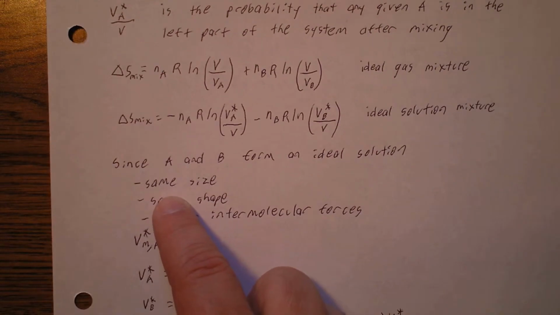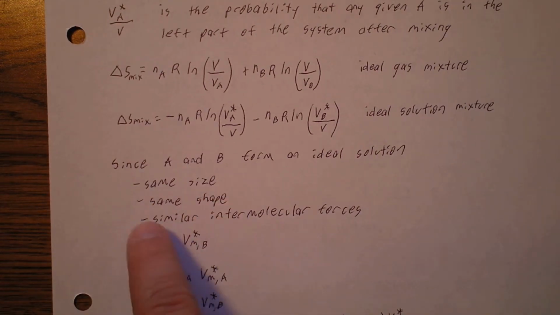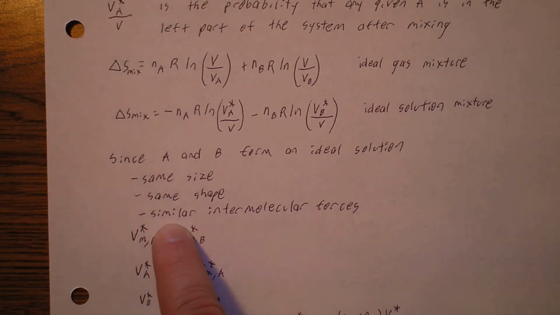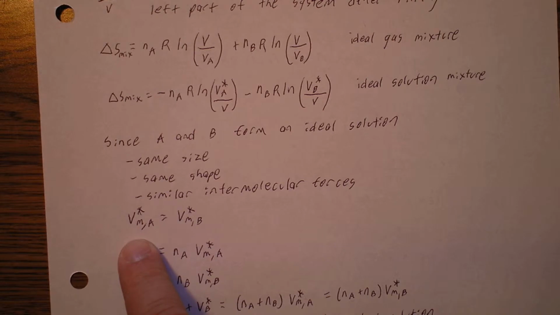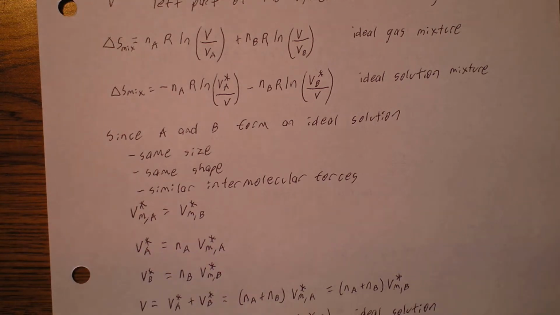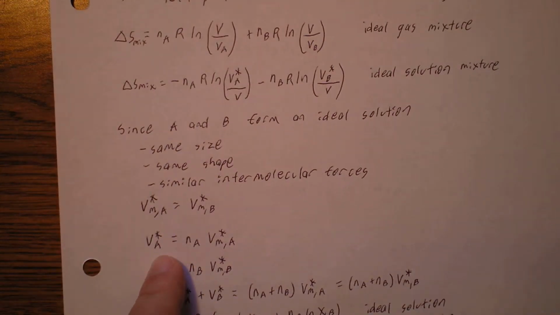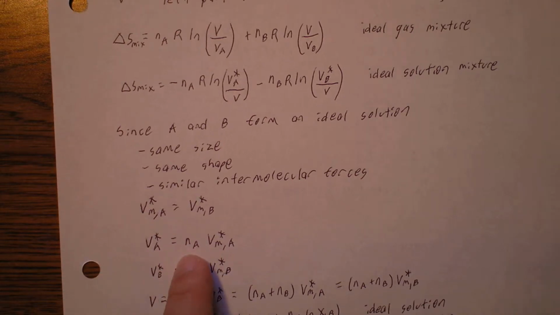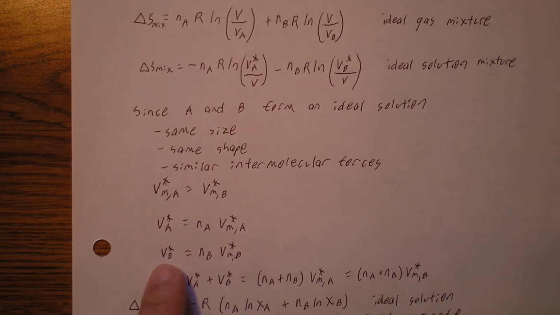Now, since A and B form an ideal solution, we know that the molecules are the same size, they have the same shape, and they have roughly the same intermolecular forces. So what that means is that the molar volume of A unmixed is equal to the molar volume of B unmixed. So we could use them interchangeably. So VA star, the volume of A unmixed, is equal to the number of moles of substance A times the molar volume unmixed of substance A. And likewise, the volume of substance B unmixed is equal to the number of moles of substance B times the molar volume of B unmixed.